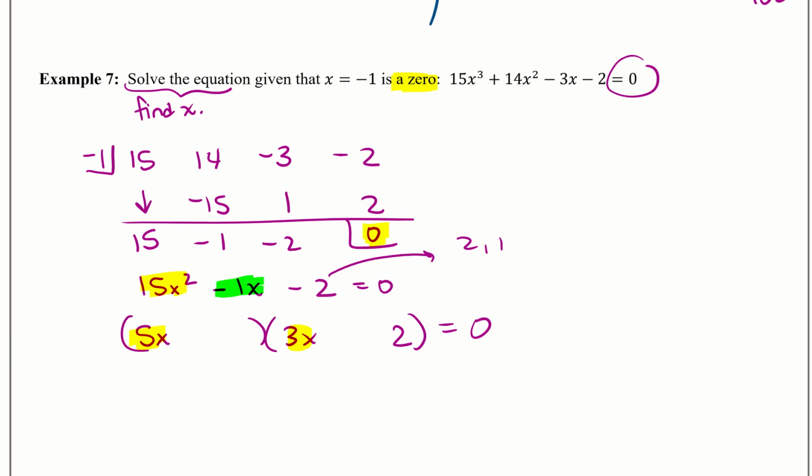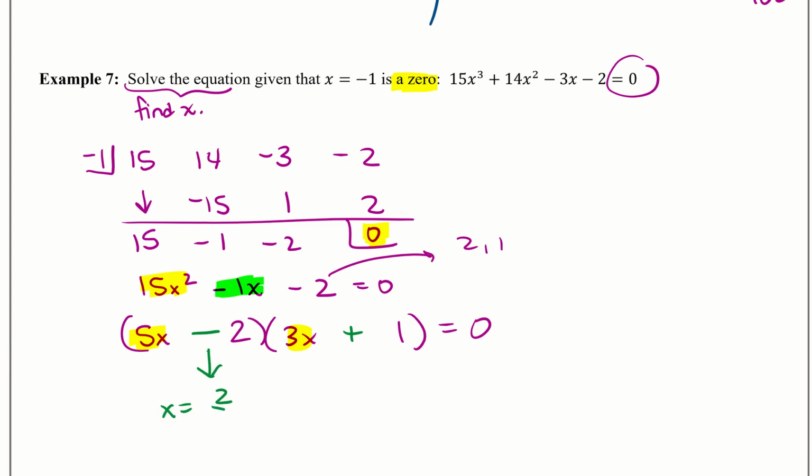But maybe if I switch the locations of the 2 and the 1, I'll end up with a 5x and a 6x. That can get me to a -1x if I make the 6x a negative. So this would have to be a negative. This would have to be a positive. So that's how I factored it. Certainly, the quadratic formula could also be used. And then I'll solve this.